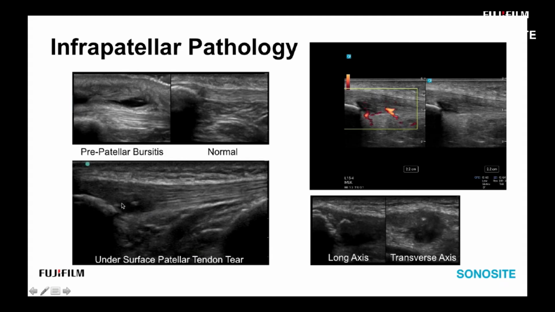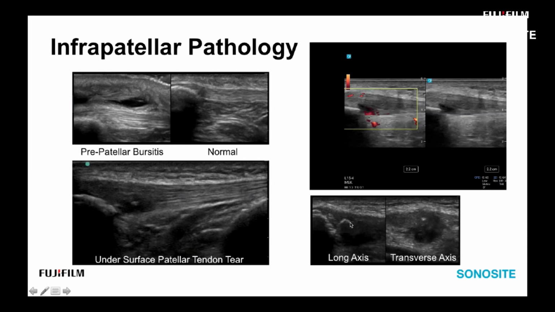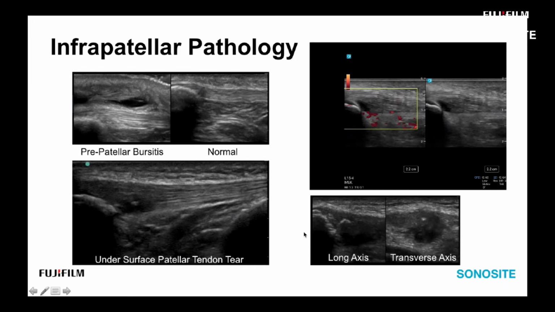Coming over here to more just an undersurface patellar tendon tear, very common. We see a little calcium there. It might have been a fleck pulled off through an avulsion. We also see that here in long and short axis on the bottom right. So always confirm these in short axis, and we'll do long and short axis scanning in the live scan.